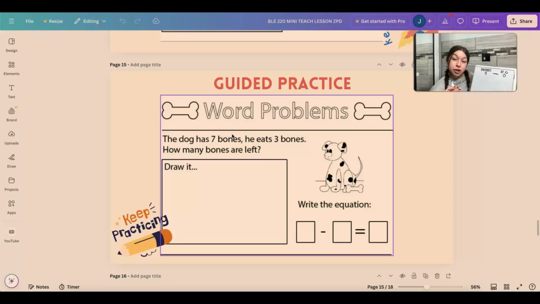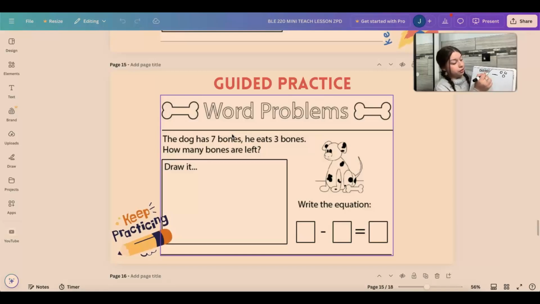So let me just make sure that I did it correctly. 3, 4, 5, 6, 7. Okay, perfect. And then we can do our equal symbol down here. So if he has 7 and he ate 3, we could take 3 away from this side, correct? Perfect. So let's go ahead and do that.